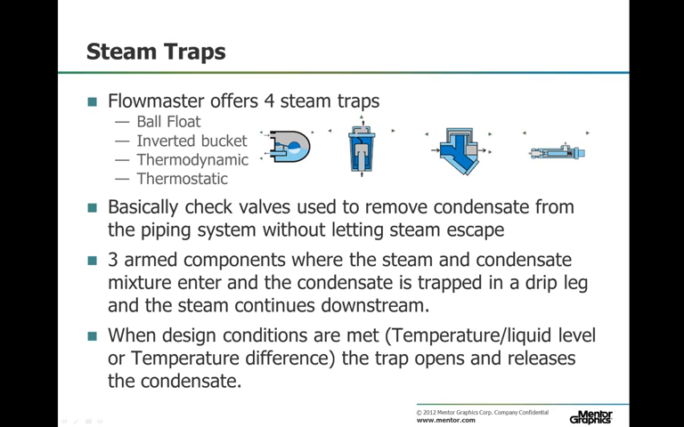Flowmaster also provides three different types of steam traps: mechanical, thermodynamic, and thermostatic. We provide two different types of mechanical steam traps, a ball float and an inverted bucket steam trap. Basically, these are all check valves used to remove condensate from the piping system without allowing steam to escape. They are three-arm components where the steam and condensate mixture enter, and the condensate is trapped in a drip leg and the steam continues downstream. When conditions are met, such as temperature, liquid level, or temperature difference, the trap opens and releases condensate.